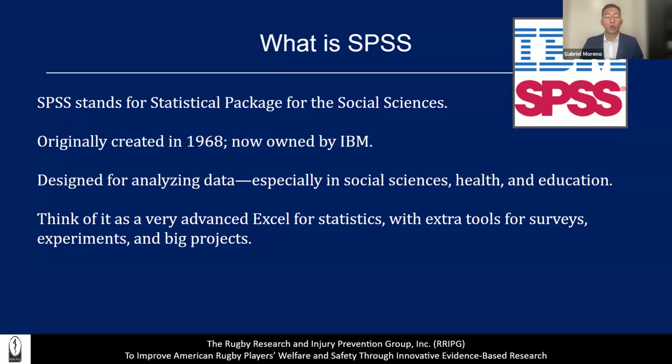So let's begin. Let's go over what is SPSS. SPSS stands for Statistical Package for the Social Sciences. It was created in 1968, and now it's owned by IBM, which is a big company. It's designed for analyzing data, especially in social sciences, health, education, global public health, and things in that area. So you could think of it as a more advanced Excel, aimed towards statistics and large data sets.